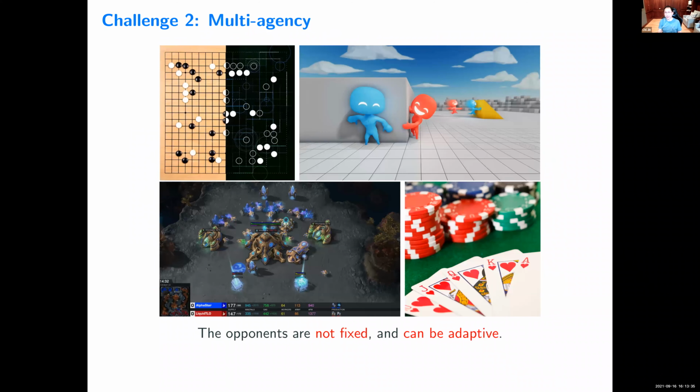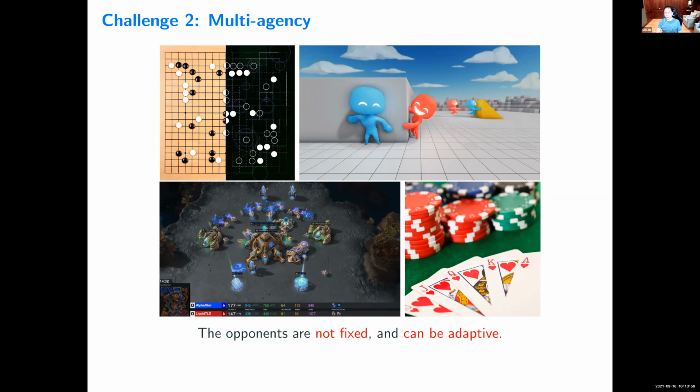The second part is about multi-agency. So we already know if we formulate the problem as a Markov decision process, which is the standard model for reinforcement learning, we require the environment dynamics to be fixed. So whatever action I choose, the transition from the current state to the next state is going to be the fixed dynamics. However, in the multi-agent system, this is not the case.